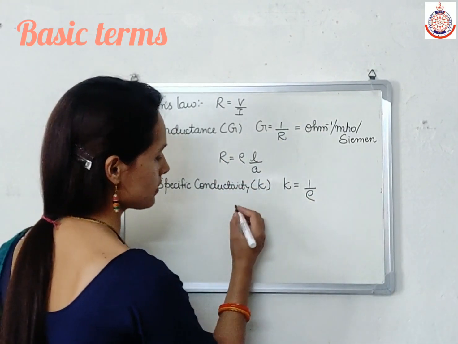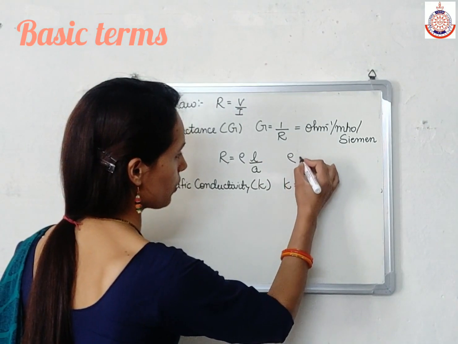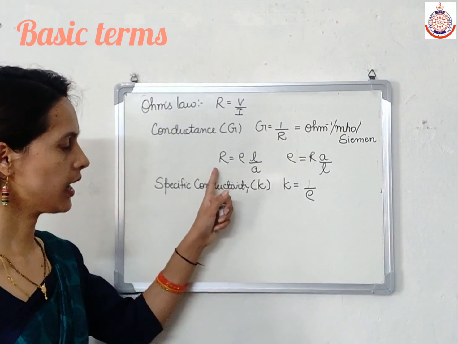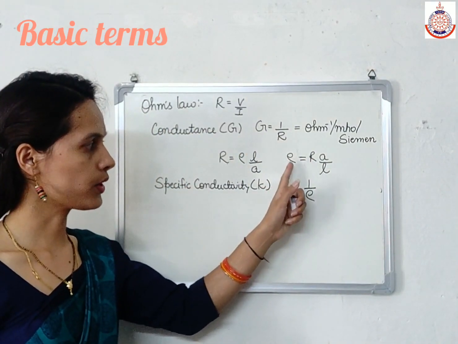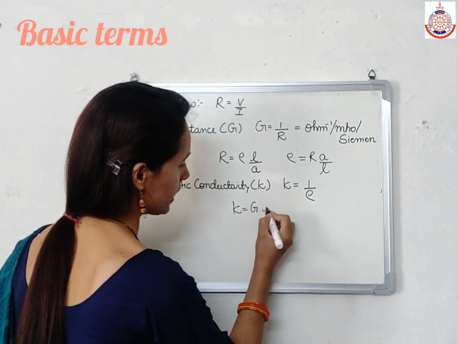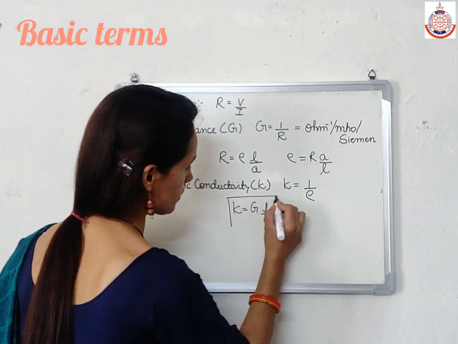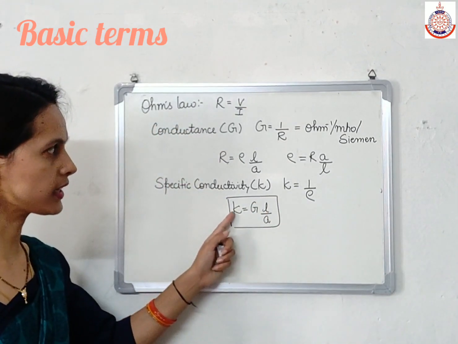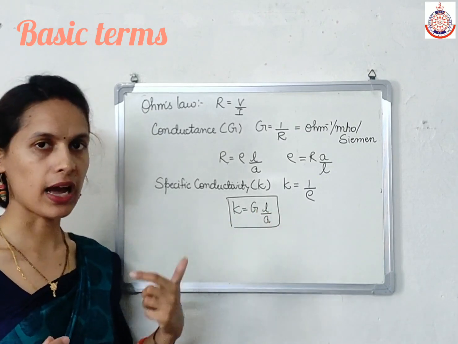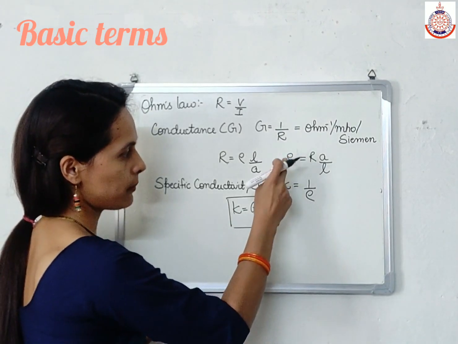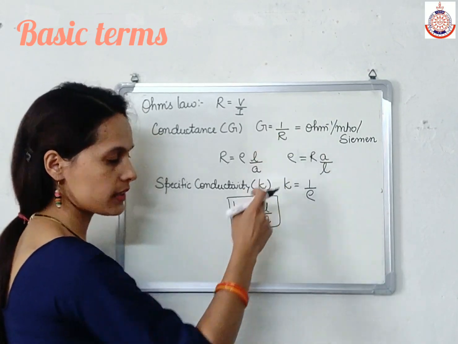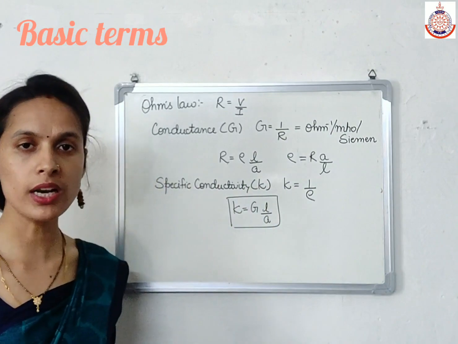And because of this, R equals rho L upon A, so rho equals R A upon L. Therefore, K equals G L upon A. So this is the relationship between the specific conductivity and the conductance. K equals G L upon A. How do we get this equation? By putting 1 upon K here and 1 upon G here. Then on solving this, we get K equals G L upon A.